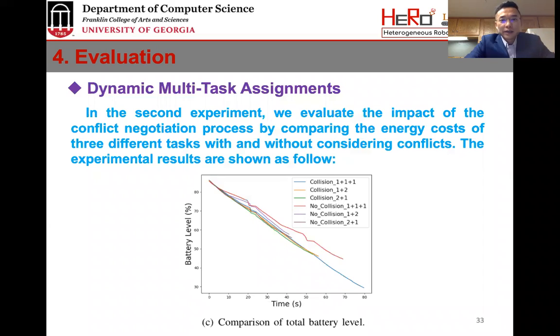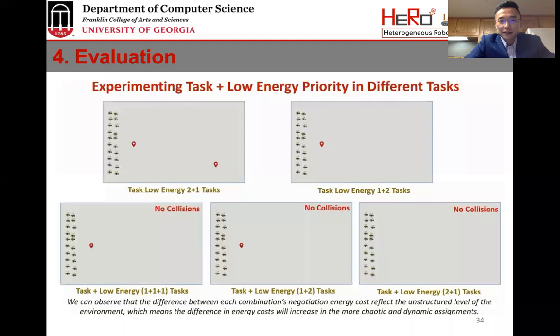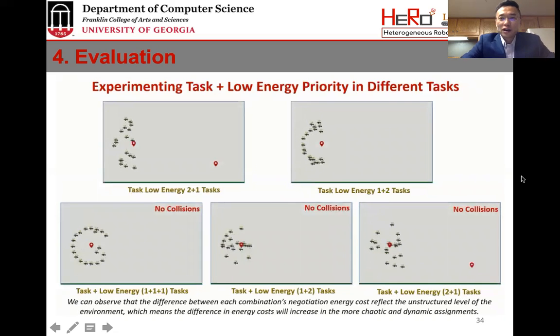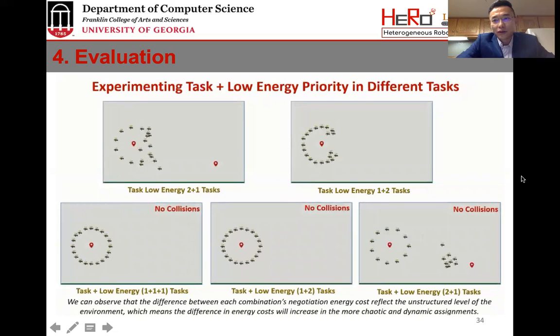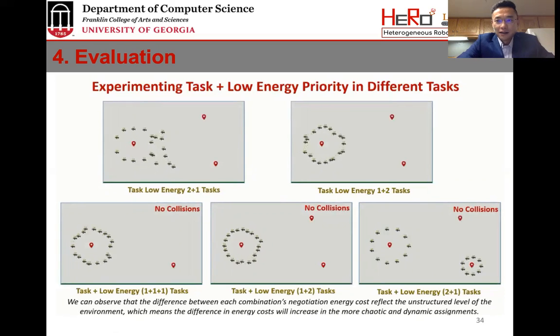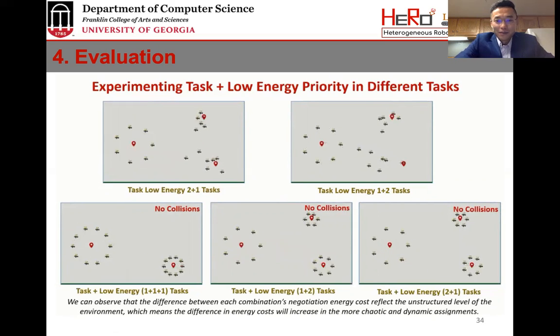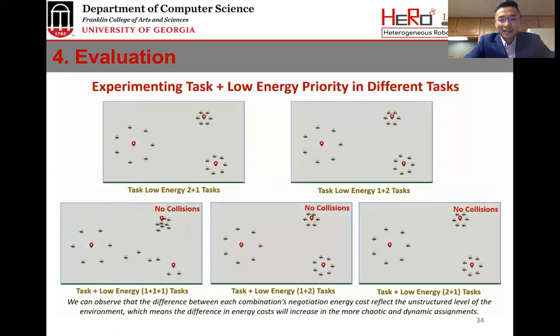In the second experiment, we evaluated the impact of conflict in the negotiation process by comparing the energy cost of the 3 different tasks with and without considering conflicts. And as you can see, if we do not consider the conflict between each agent, the whole system will finish the assignment pretty quickly.